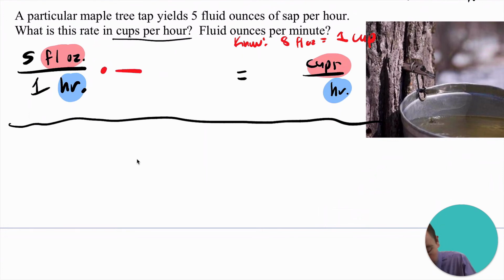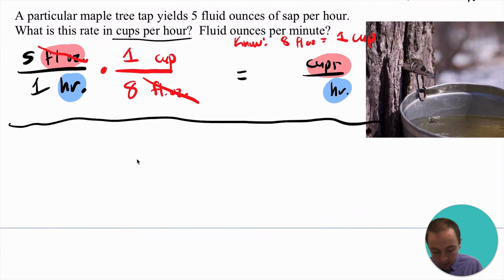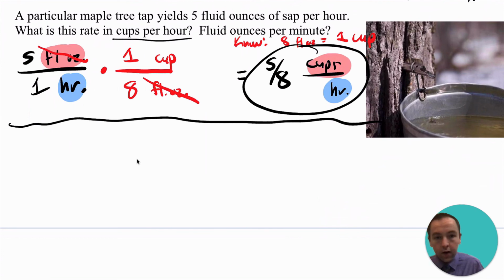So I'm going to multiply by a conversion factor to try to cancel out fluid ounces, where fluid ounces are on the bottom of that conversion factor, and then cups will be on top. We know that 1 cup is exactly 8 fluid ounces. Okay, so the fluid ounces cancel out, and then we're good. So it's really just 5 times 1 on top and 1 times 8 on bottom. So it just gives you 5/8 cup per hour. And then that's it, right? So that gives you your final result.